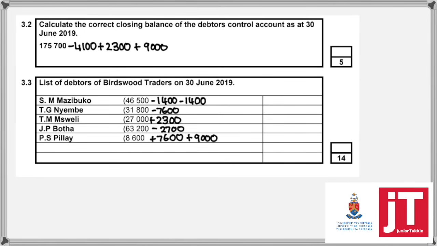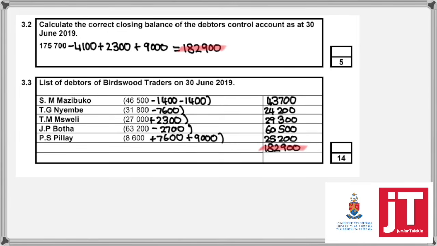Once we now have done all the transactions, we've made all the corrections, we now need to total. So question 3.2, we're just going to total. Question 3.3, we're going to close all the brackets. And if we've done all of this 100% correctly, it means that the control account must now balance with the list of debtors.